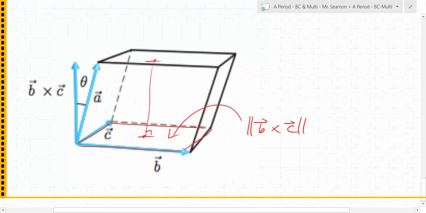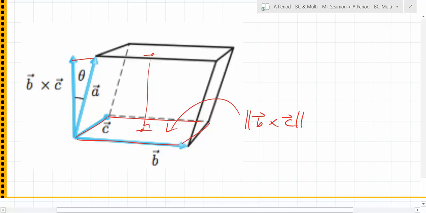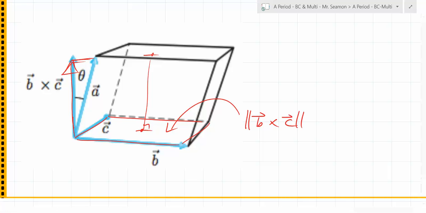Cosine theta. So look, you have a right triangle right here, correct? You see this right triangle? You need this distance right here, correct? But you don't have theta. So hold on a sec. You don't have theta, but it'll be in terms of theta. Correct. So what trig function do you want to use?